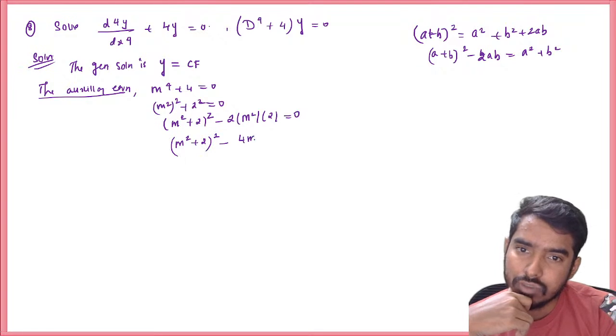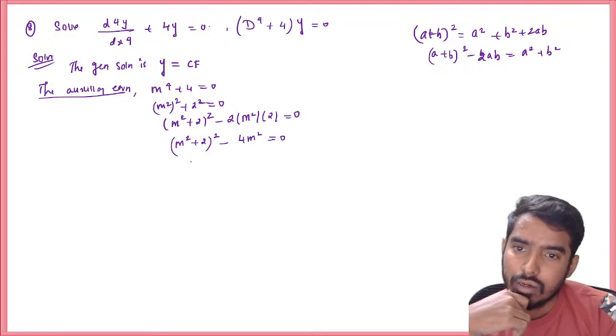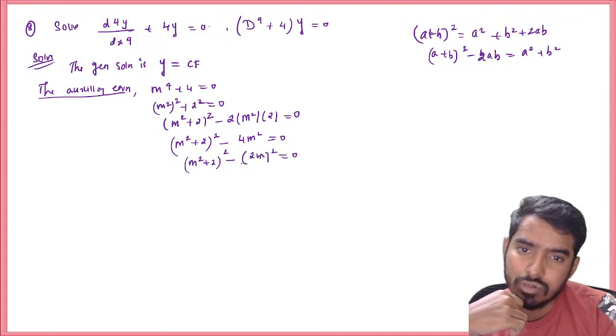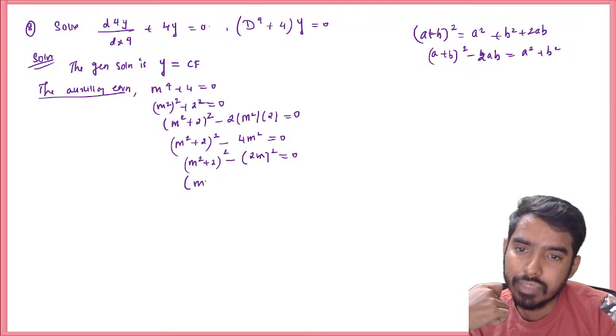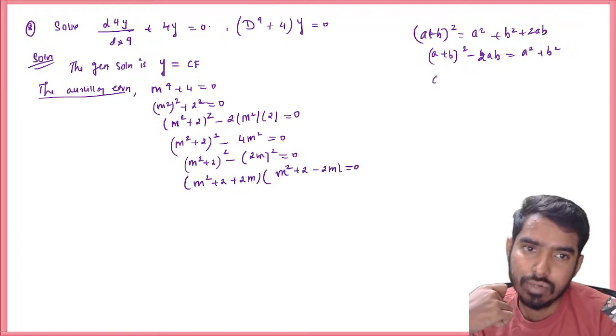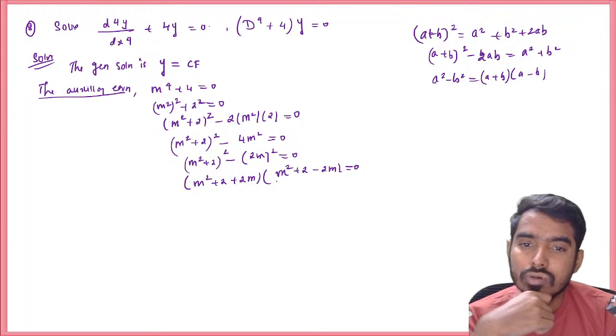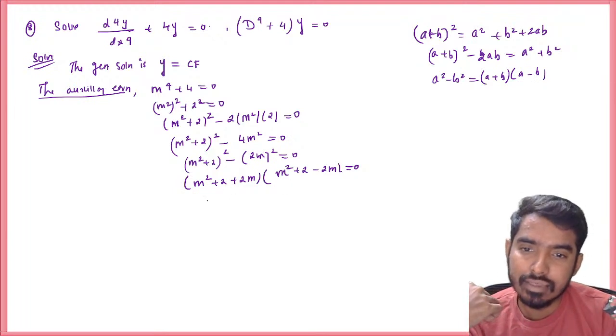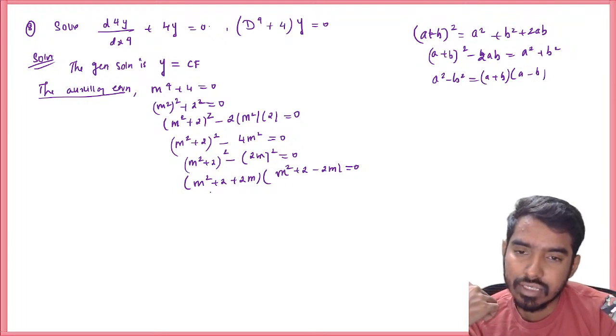This is 4m square, right? Now m square plus 2 whole square minus 4m square, I can write this as 2m whole square. Now a square minus b square is a plus b into a minus b, right? So the roots are from solving this and this. So you just solve this equation.